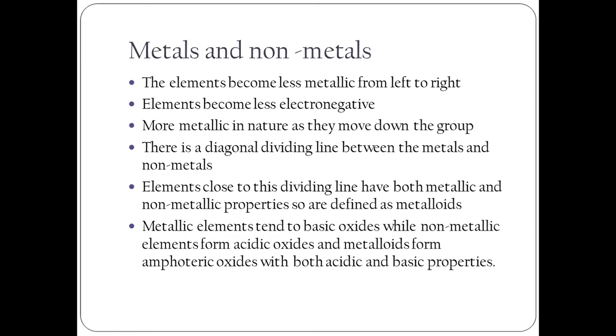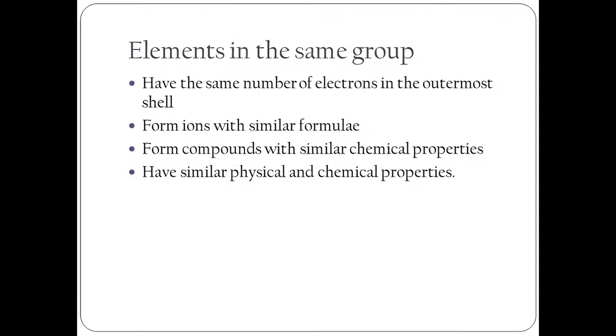Metallic elements tend to form basic oxides, while the nonmetallic elements form acidic oxides, and metalloids form amphoteric oxides, which means that they have the properties of both acidic and basic. Elements in the same group have the same number of electrons in the outermost shell. They form ions with a similar formula. They form compounds with similar chemical properties and have similar physical and chemical properties. So they are the properties of elements in the same group. Group means the columns, and periods means the rows in the periodic table, as I gave you in the introduction.